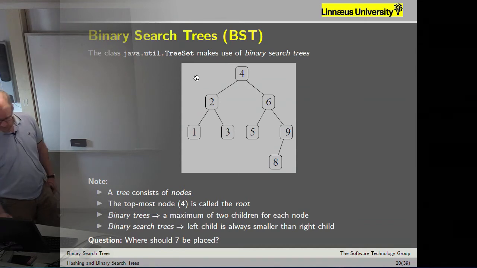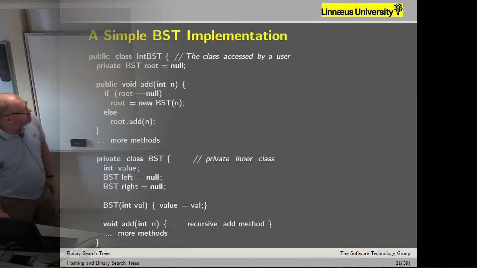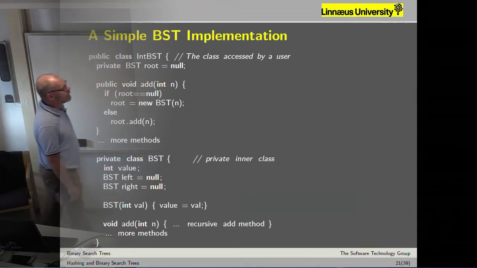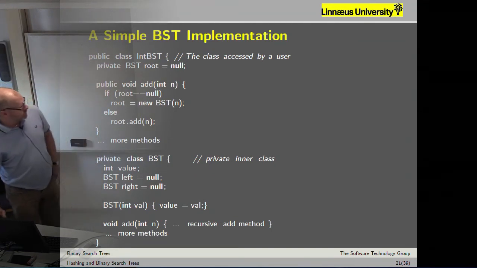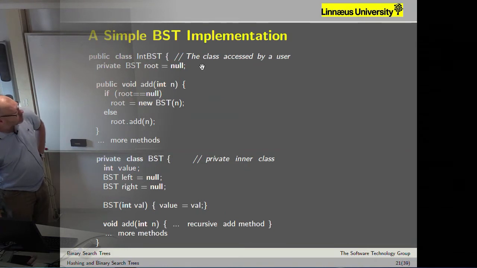Yeah? So, if I would like to implement a binary search tree, this is a fragment of my binary search tree implementation here. Similar to the linked list, we have an outer class, in this case called int BST, with an inner class. These are the nodes. They are just called BST. The user is interacting with an outer class int BST.